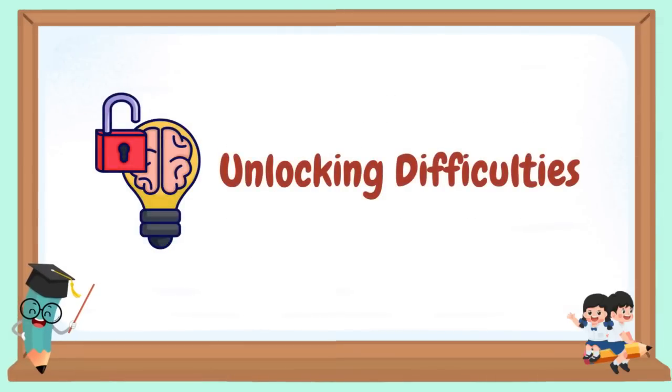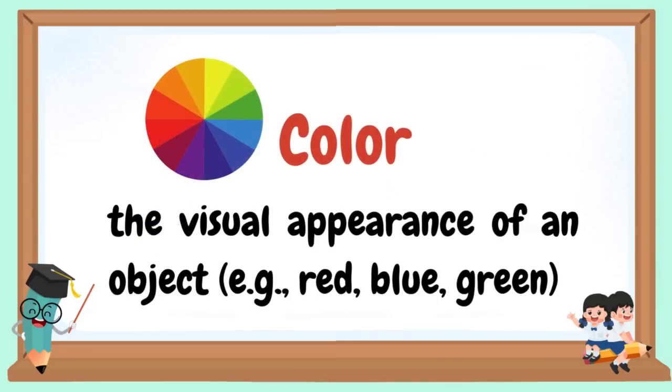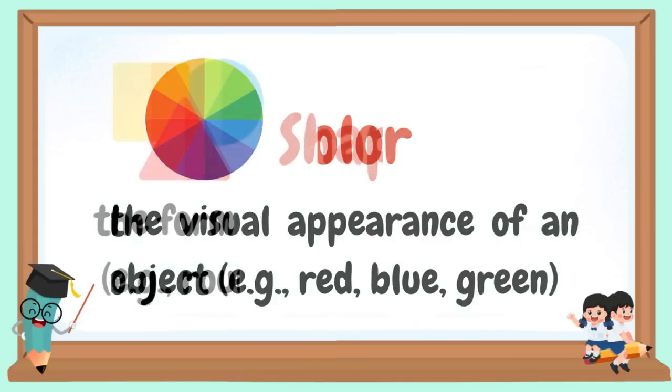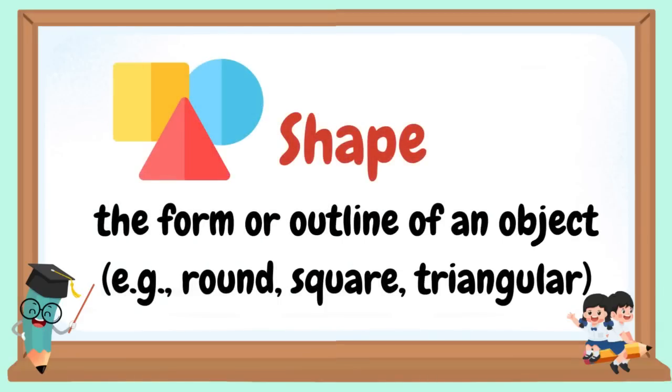Unlocking difficulties. Color, the visual appearance of an object. Examples: red, blue, green. Shape, the form or outline of an object. Examples: round, square, triangular.